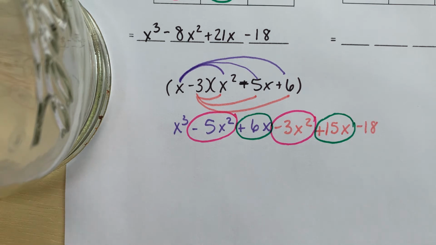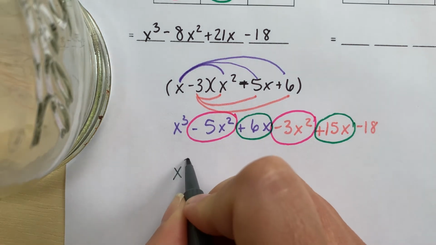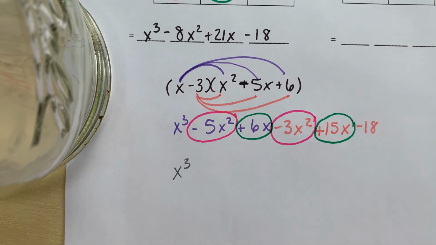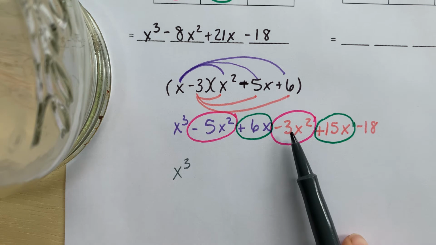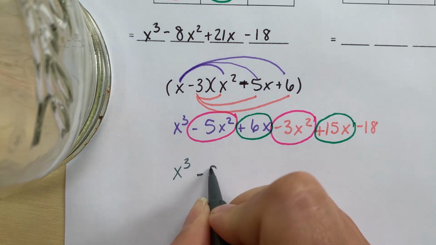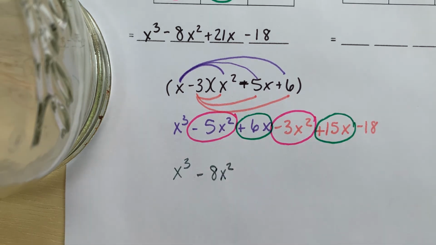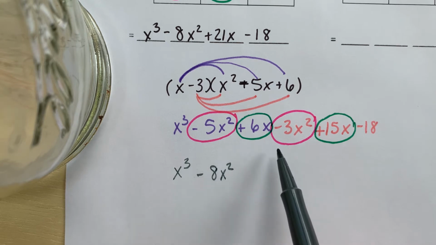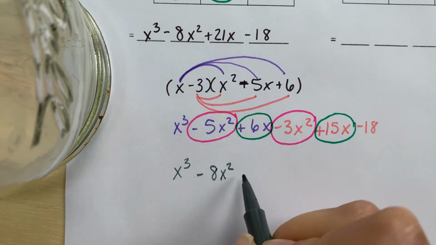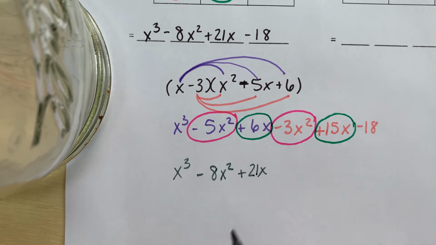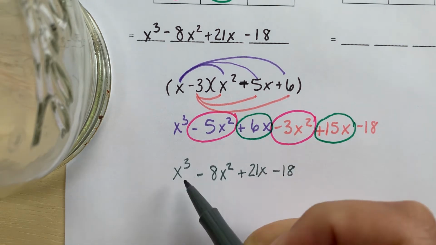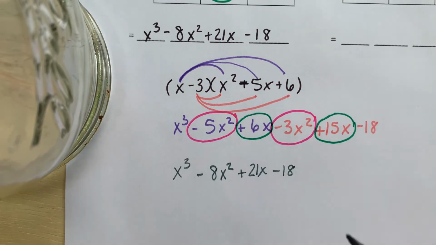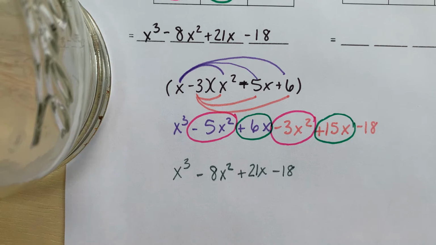So then my final answer is going to be x cubed, because I don't have anything else that's going to be added to it. I have a negative 5x squared and a negative 3x squared, which is a negative 8x squared. I have a positive 6x and a positive 15x, which is a positive 21x. And I have a negative 18. Same answer as above, just a different way to come about it, whichever works best for your brain.